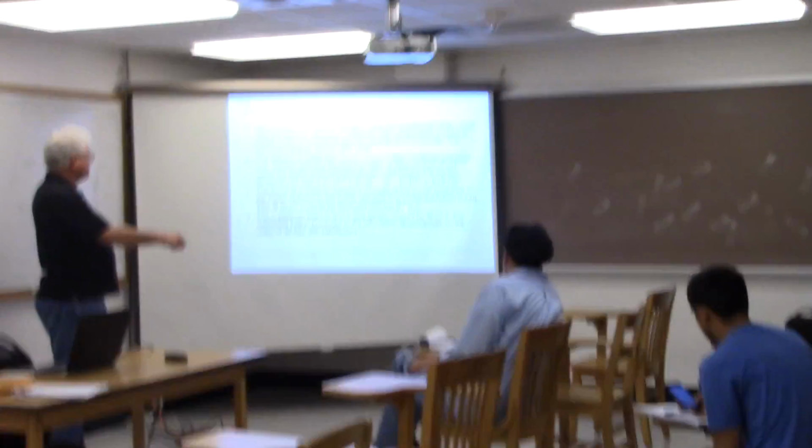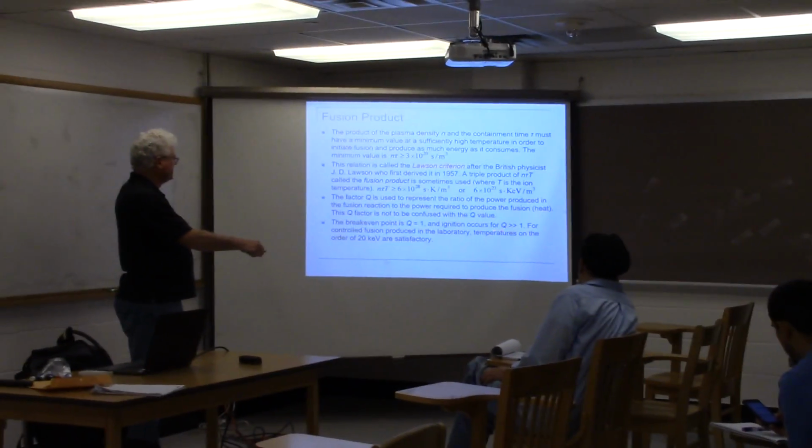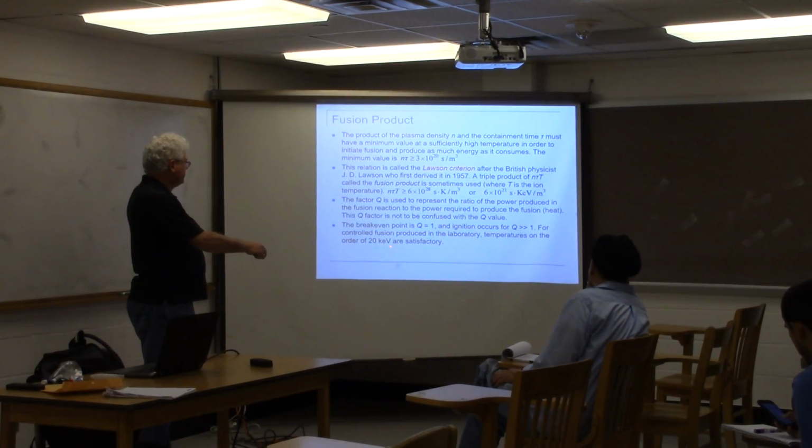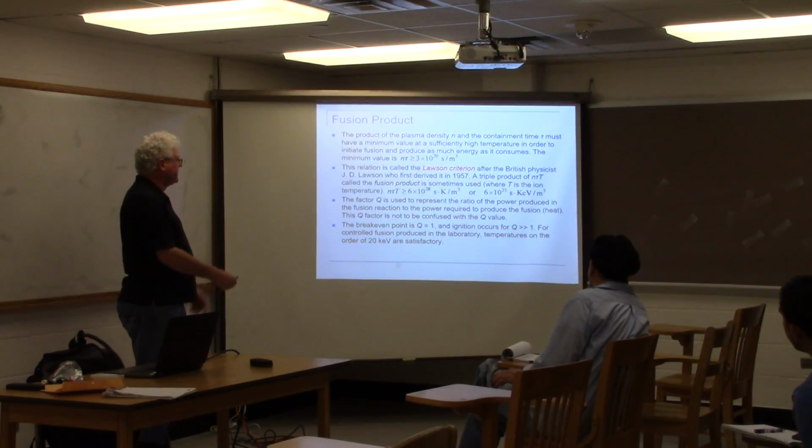The value that was in some of the earlier slides would be basically the break-even point. In other words, if Q is greater than 1 or much greater than 1, that means we're above the break-even point. And this is the idea that the energies of these ions have to be in this range or higher in order to be able to overcome that Coulomb barrier.